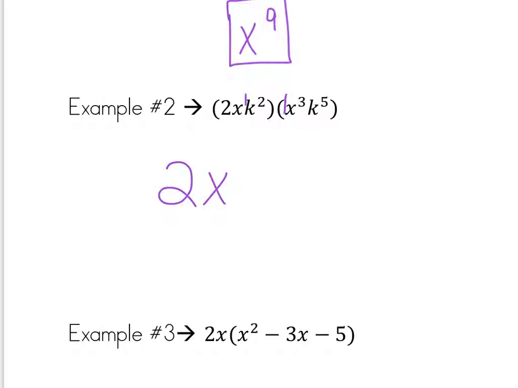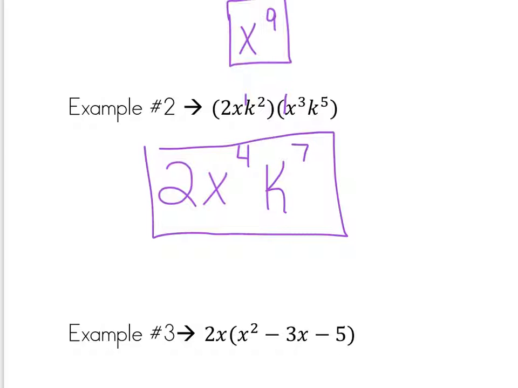Now I know I'm going to have x's. Well, thinking back to example 1, if they had the same base, I added the powers. So 1 plus 3 is 4, x to the 4th. Let's do the same thing with the k's. I have 2 k's here, k times k, and then k times k times k times k times k over here. I have a total of 7 of them. There's my final answer.